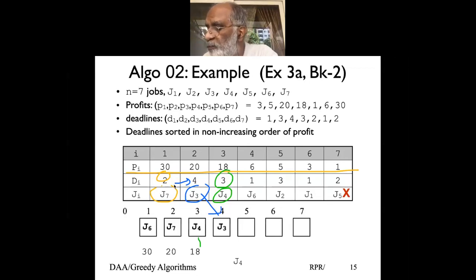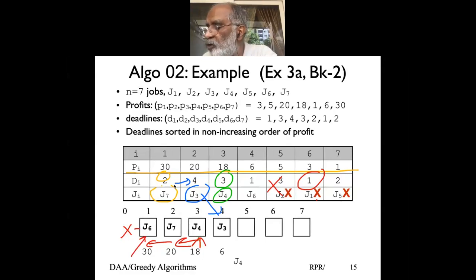Now look at job J2. Its deadline is 3. So start from 3. 3 is booked. Go back. Slot 2 is booked. Go further down. 1 is booked. 0 cannot schedule. That means J2 cannot be scheduled. Now look at job J1. J1 deadline is 1. Slot 1 is booked, and I cannot go back. That means job J1 also cannot be scheduled.